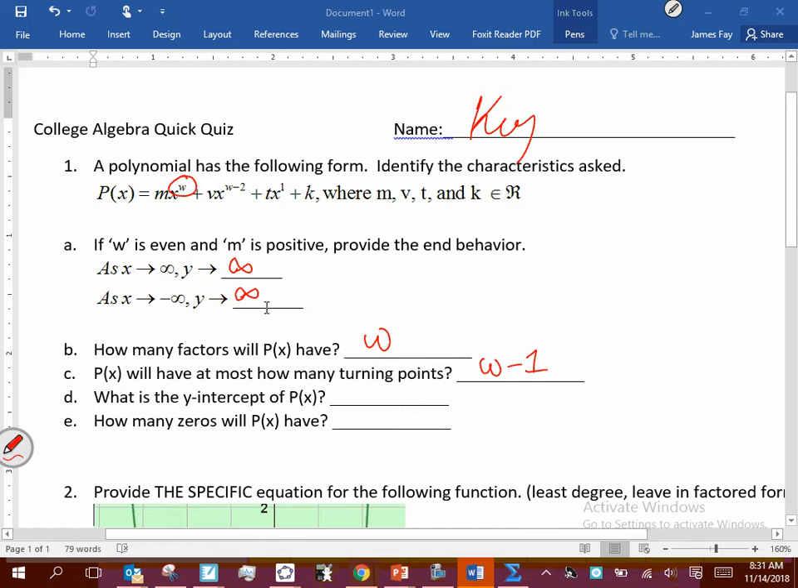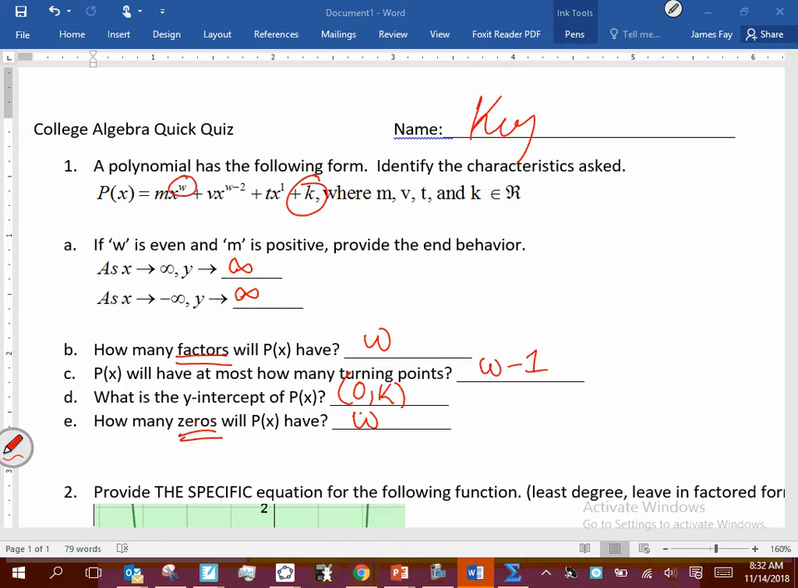What's the y-intercept? It's when all your x's become zeros, right? And you'd be left with k. So ordered pair, 0, comma k. How many zeros are you going to have? Zeros come from your factors, right? So if I have w factors, I should have w zeros. Okay.